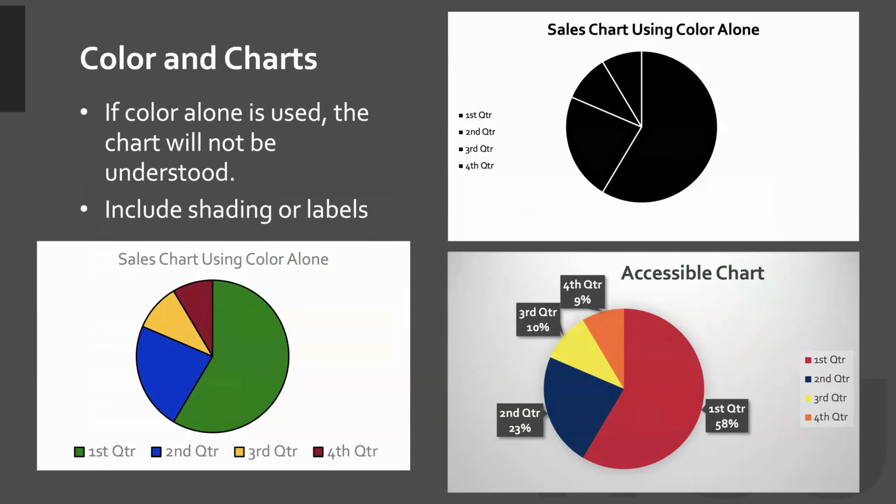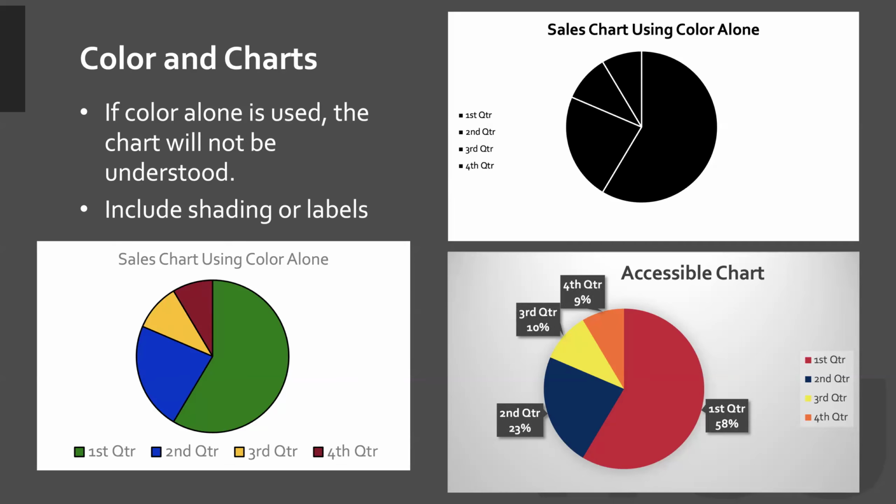So if somebody was colorblind, they might have an experience like the chart in the top right corner. Imagine if everything was the same color in this chart, everything is black. If you're colorblind, you might not understand the difference in just using color alone for distinction.